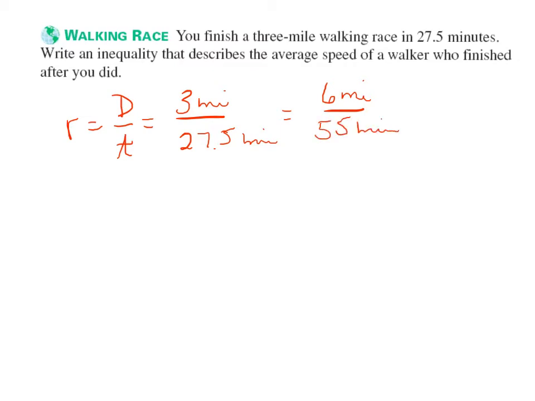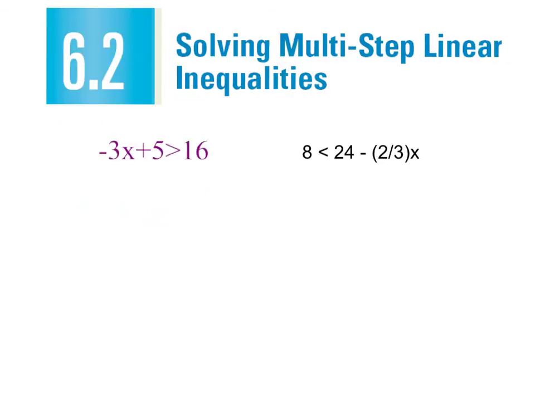So there's the rate of that actual walker, and we want an inequality that describes a walker who finished after you did. So we'll say the walker's rate would be slower, so we want less than 6 miles per 55 minutes. Again, you could punch that out and get what that is per minute, but that's what the inequality would look like. So now as we begin to solve inequalities, and there's 2 on this page, we'll do these 2 together and then I'll give you some to do.